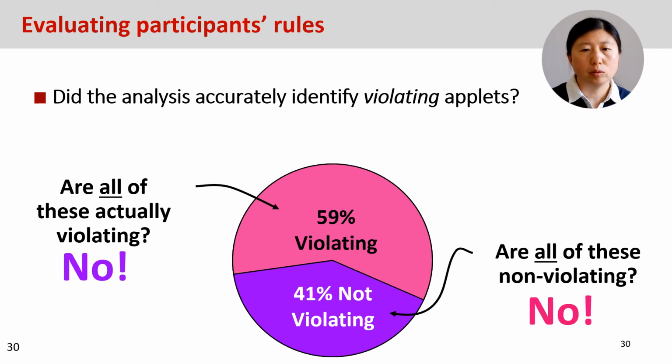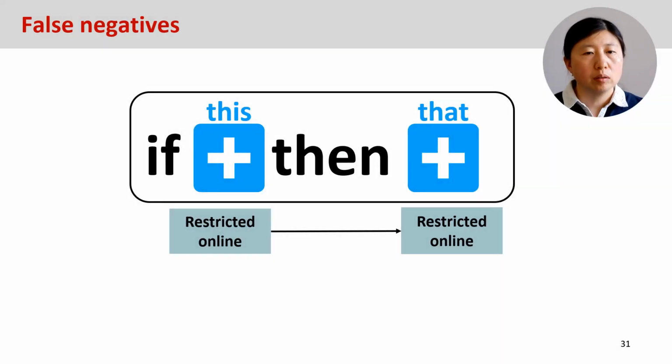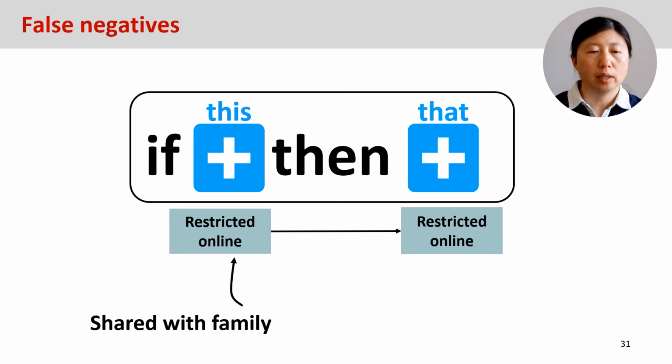The answer is also no. Okay, here's an example. Consider the following hypothetical rule where both the trigger and action are marked as restricted online. Our tool will not mark this as violating because the trigger and action have the exact same label. However, in practice, this restricted online could be something shared within the family, versus this restricted online for the action is something shared between coworkers. You don't necessarily want information flow between these two.